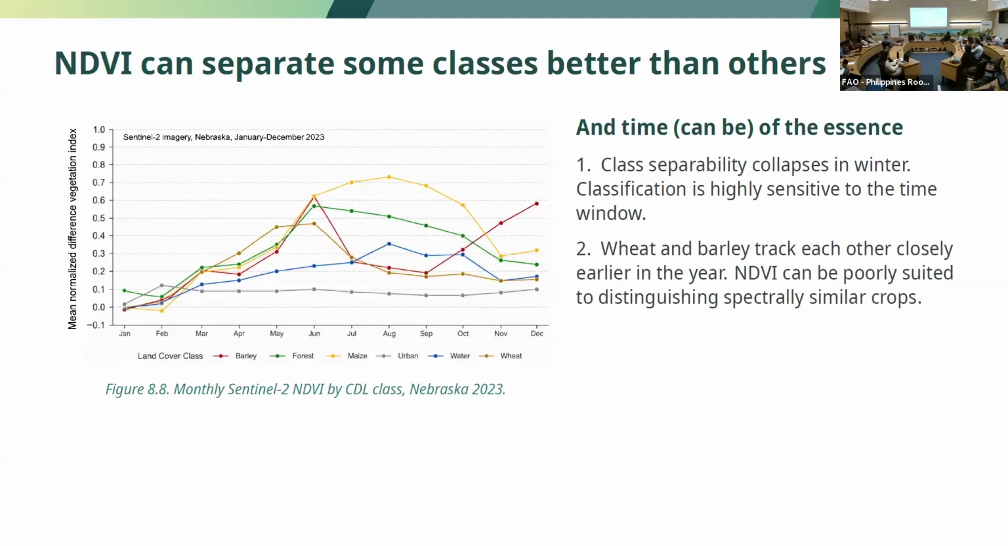This is the point that I made earlier: NDVI can separate some classes better than others, but timing can also really matter. So we see that your ability to distinguish different types of land cover classes can vary depending on the month that you're looking at here. And in some cases, you can see that some crops are very difficult to distinguish from one another in pre-season times, but as you get closer to harvest, they may become more separable.